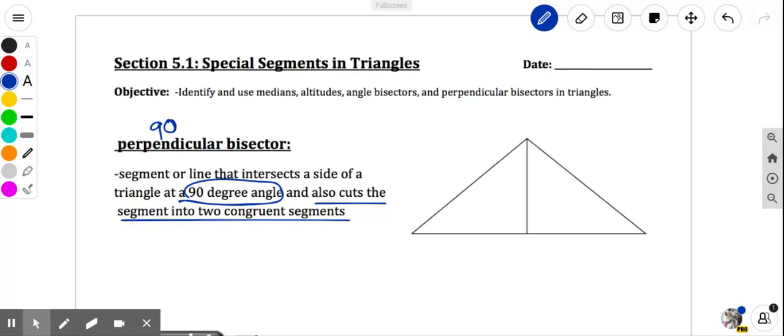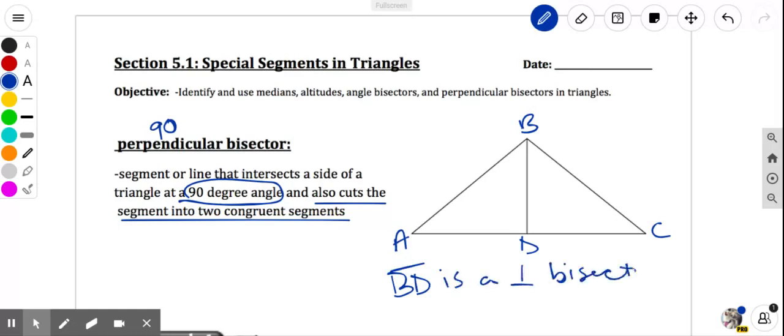So if you look at this picture here, if I had this triangle A, B, C, and let's call this D. If I said BD is a perpendicular bisector, we could mark a couple things. So this is how the practice is going to go. You'll be given a picture. It might say BD is a perpendicular bisector. So then you would go ahead and mark that these are right angles, and that also these two segments are congruent, AD and DC. So that's what a perpendicular bisector does. It cuts a side in half, and it makes two right angles.